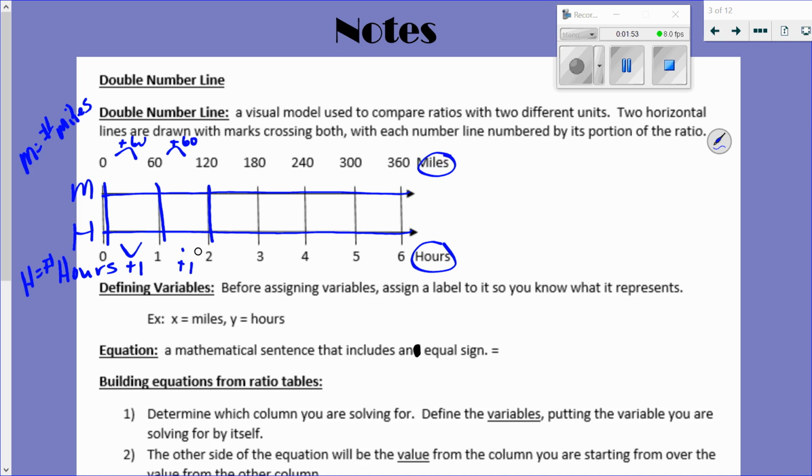One nice thing on the double number line, you don't have to do that because your number line should be set up so that we can see you understand what those intervals are. All you're going to do is make sure that every entry from one side of the table is directly across from the entry on the other side. Bam, you're done. That's what a double number line is.